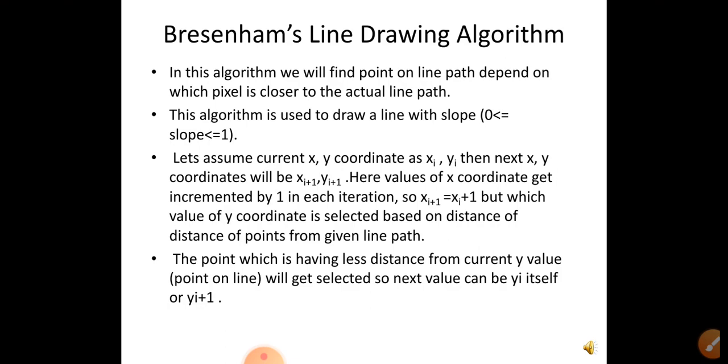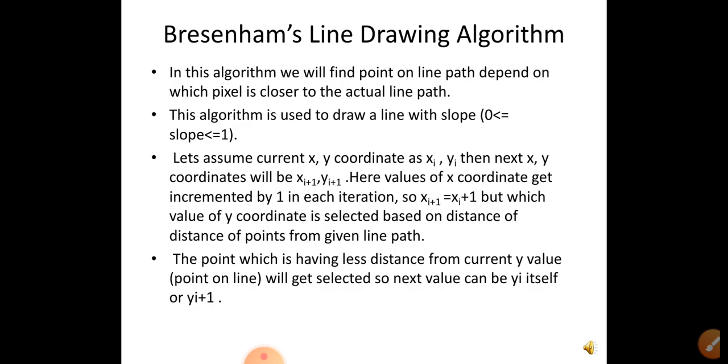So, here are some guidelines. In this algorithm, we will find the point on the line path depending on which pixel is closer to the actual line path. The algorithm is used to draw a line with slope greater than or equal to 0 and less than or equal to 1.